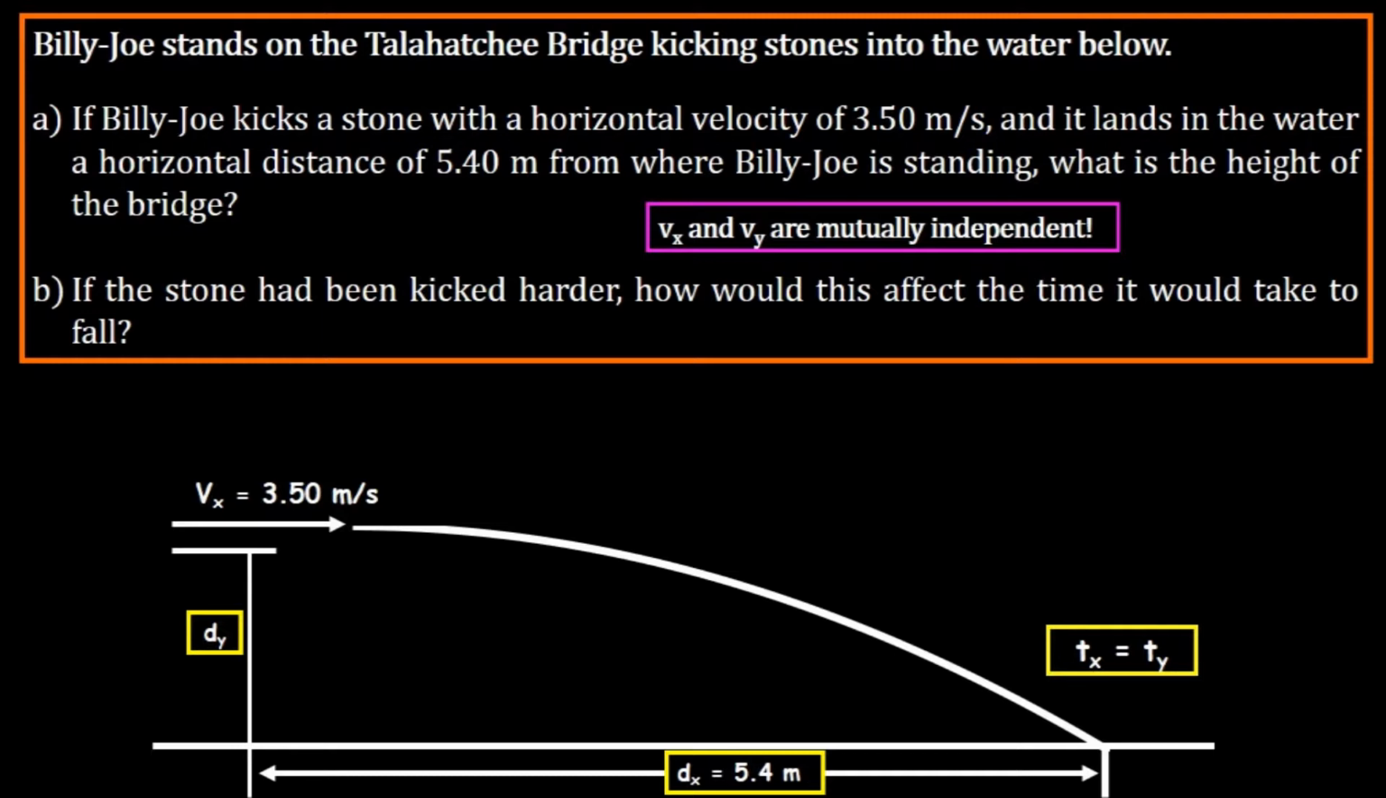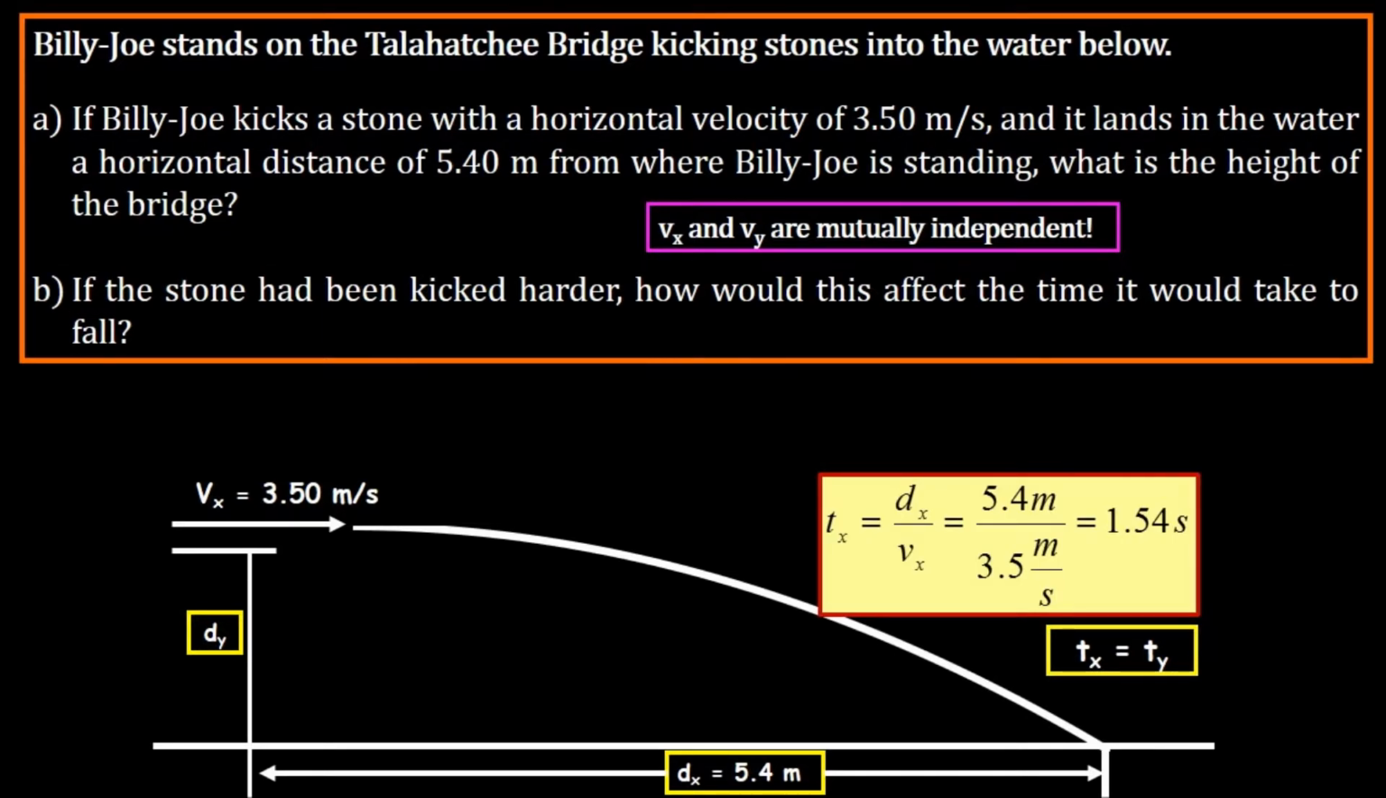So it'll fall at the same rate. But what will happen to the distance? I kind of answer that towards the end of the problem. So we know that Ty and Tx are equal. Tx is going to be dx over Vx, 5.4 meters divided by 3.5 meters per second. So that's going to be 1.54 seconds. We know that Ty is going to be the same time. So Ty is 1.54 seconds.